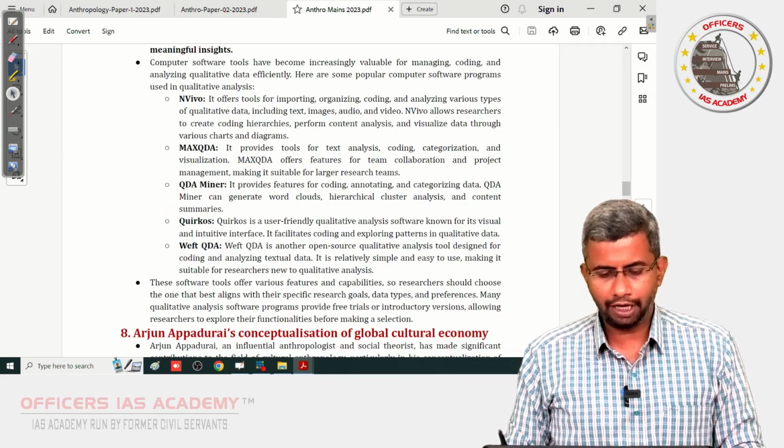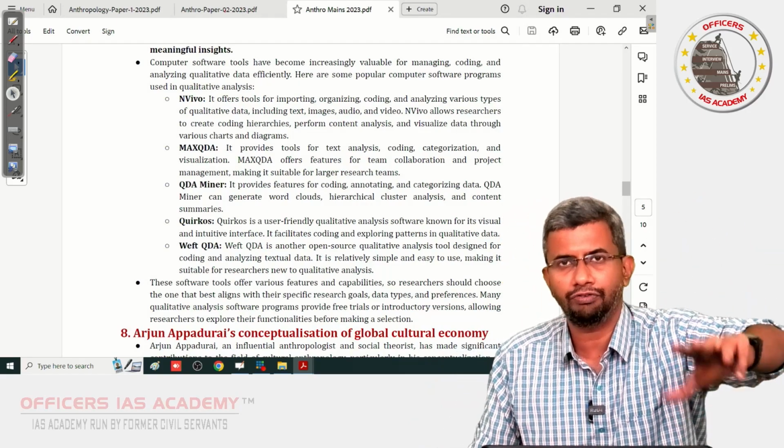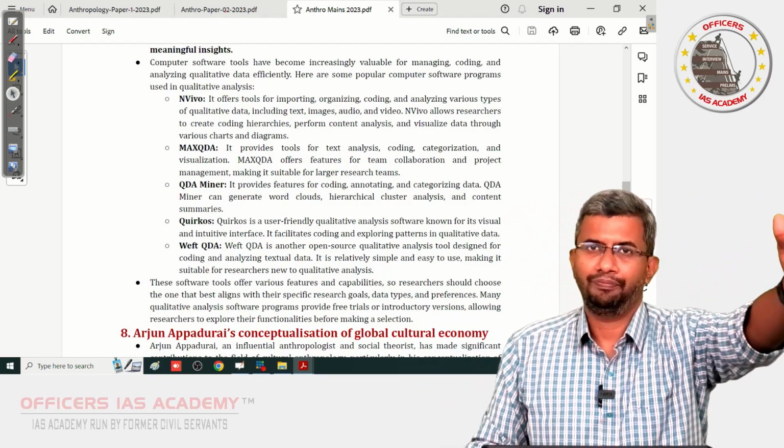Then computer software used in qualitative analysis. So qualitative analysis, quantitative analysis, all that as part of your analysis and reporting, right?